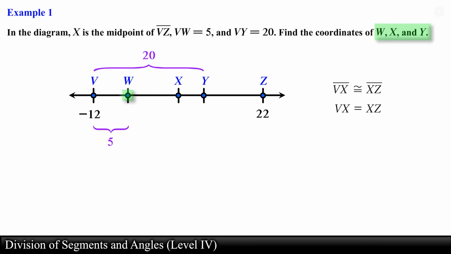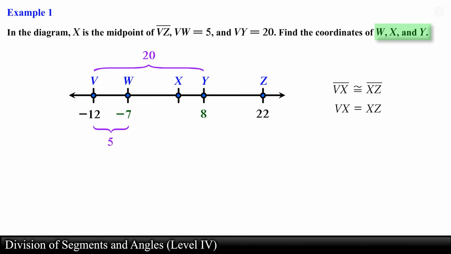For point W, we know that its coordinate is going to be 5 units to the right of point V, which has a coordinate of -12. Moving 5 units to the right from -12, we land on -7. In a similar fashion, the coordinate of point Y is going to be 20 units to the right of point V. In this case, point Y will have a coordinate of 8.